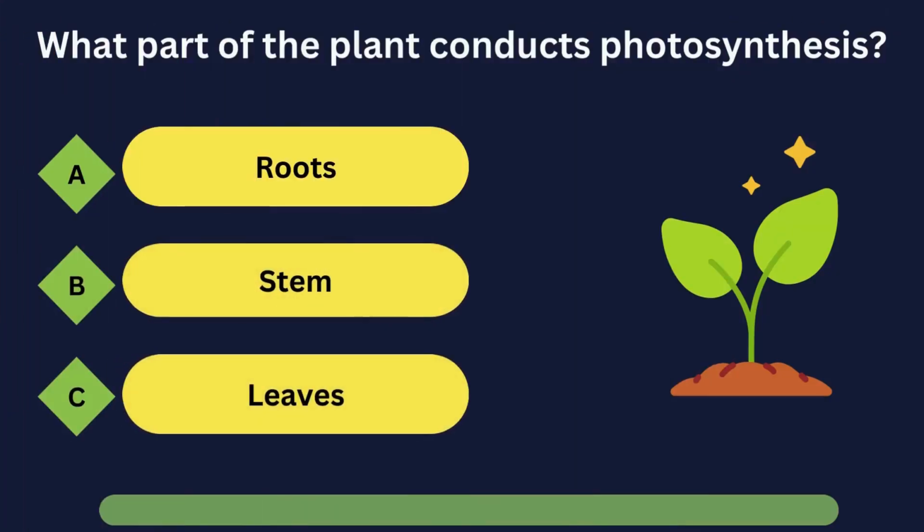What part of the plant conducts photosynthesis? A. Roots. B. Stem. C. Leaves.